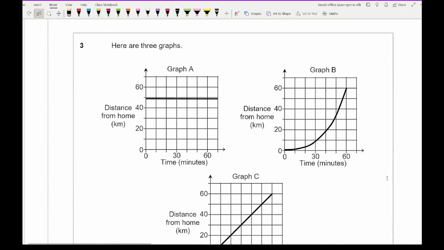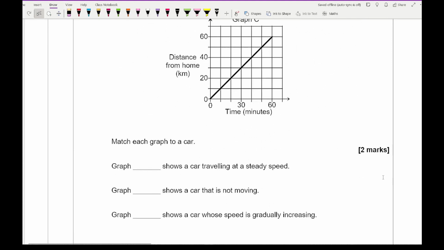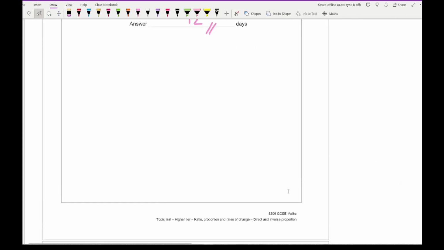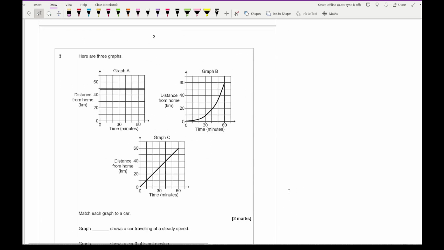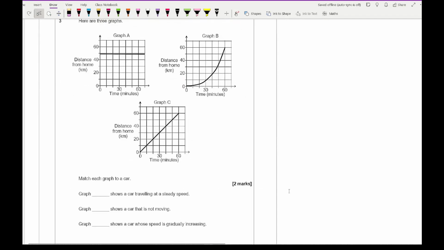Then moving on to question 3, it says here are 3 graphs, and it says match each graph to a car. So let's just have a look and zoom out, and let's have a look at what it's done. Oh, there we go. So if we just go back and then zoom in so we can see all 4 options. There we go. And it says, so here we're looking for a graph that shows steady speed. So this is where we're looking for constant gradient.